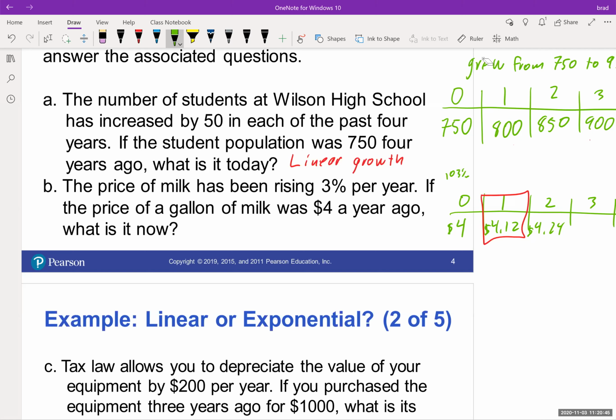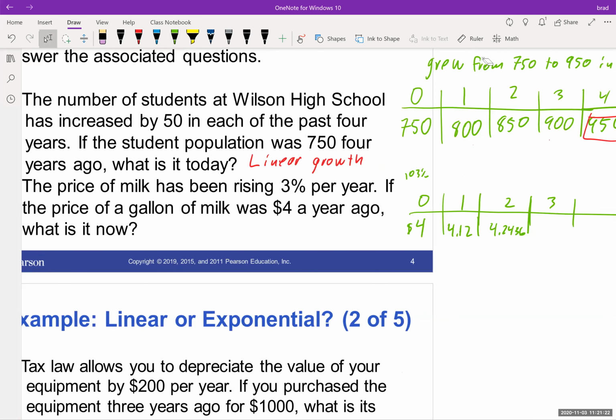So the problem is, you guys, that it's looking linear. It looks like it's rising 12 cents each year, but that's because of rounding. Let me show you what I mean. Because the percentage is so small, it's hard to notice. So if I did the first year, it would be $4.12. But then if I did the next year, it would be $4.2436, okay? And then if I did the next year, it would be 4.3672.